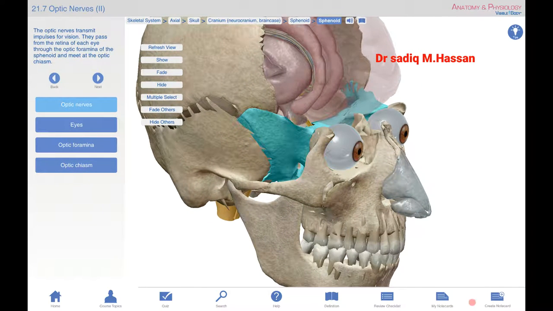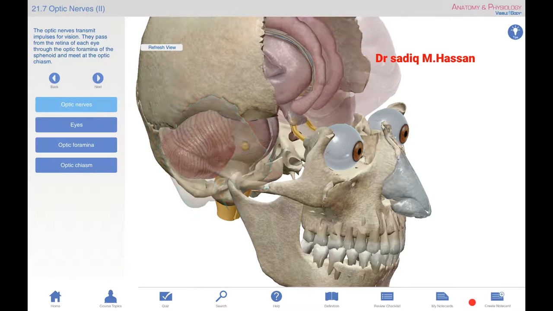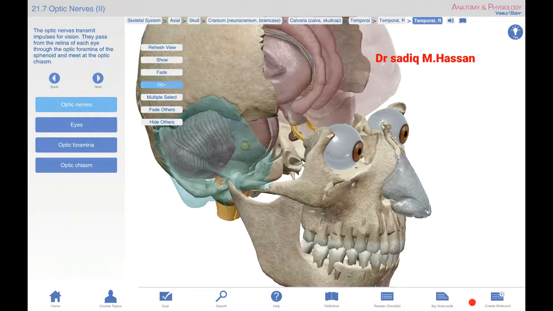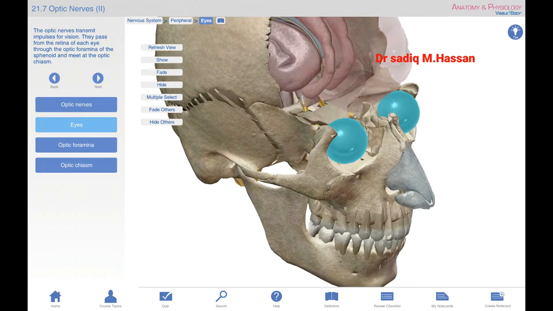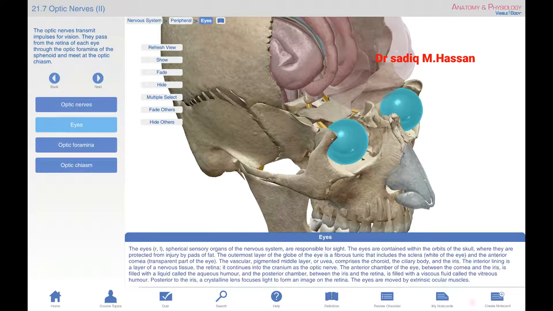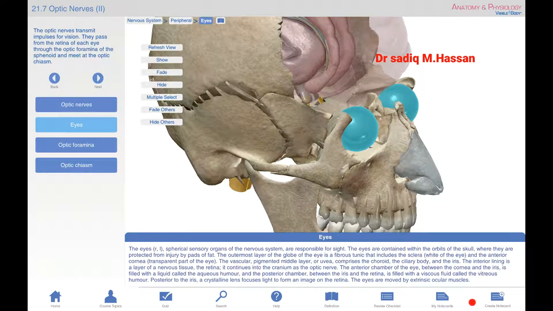Let us move to this one. Let us remove this structure also. So this is the optic nerve. Now we see the optic nerve, and the eyeball or the eyes. The eyes are spherical structures. So let us see the optic nerve first.